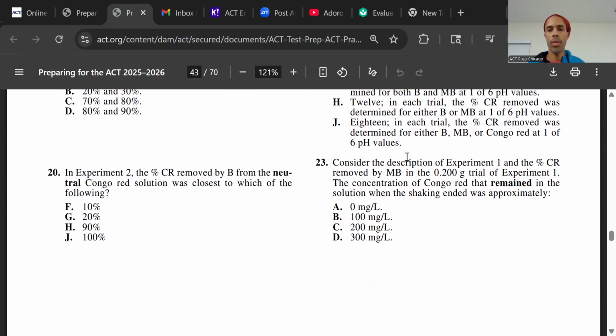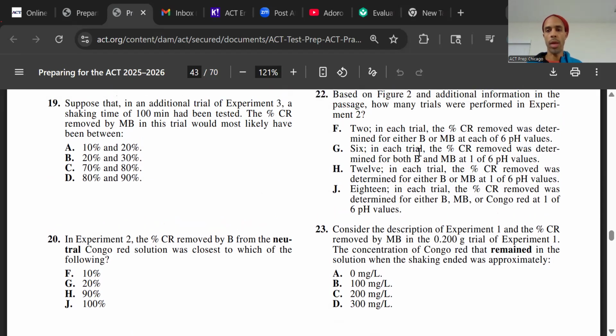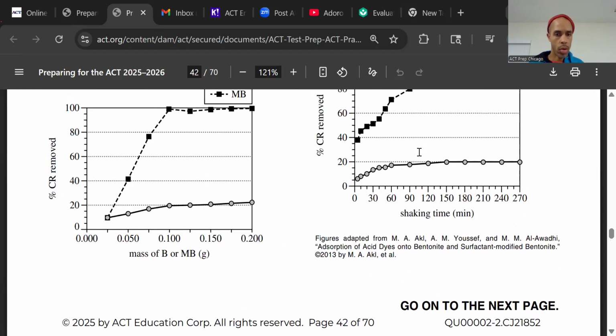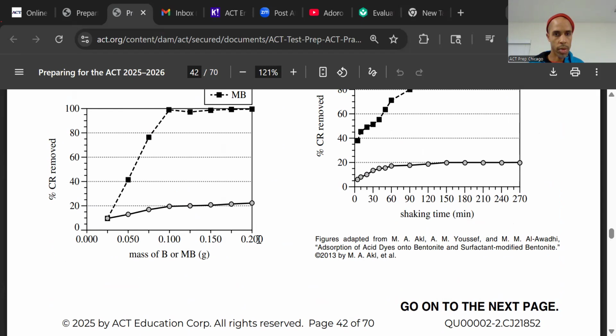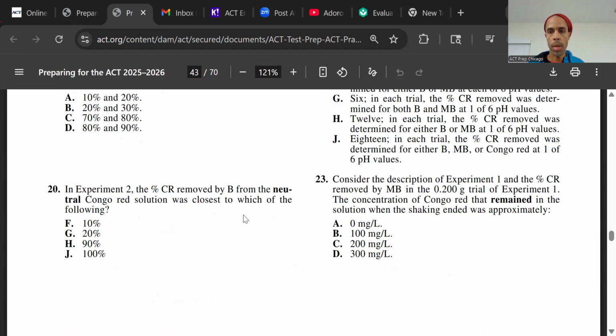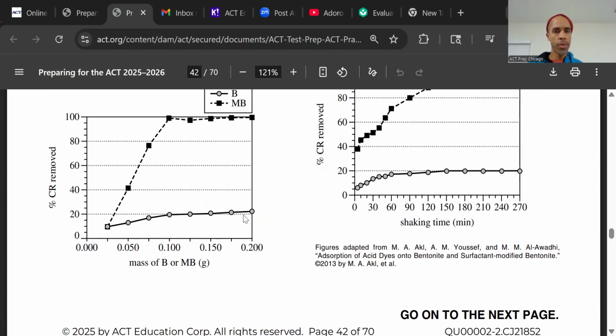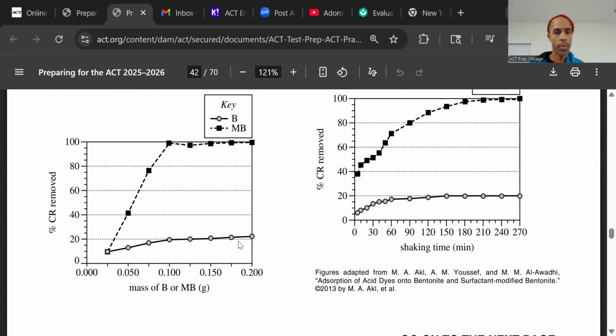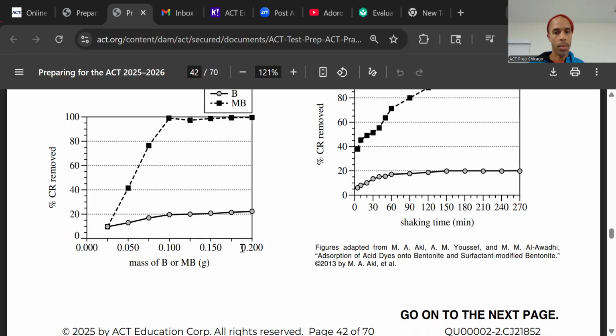All right, 23. Consider the description of experiment one and the percent CR removed by MB in the 0.2 gram trial of experiment one. So let's look at that. 0.2 grams here, percent removal there for which one was it, B or MB? MB should be 100%. So all the CR is removed, and the mass of MB was 0.2.